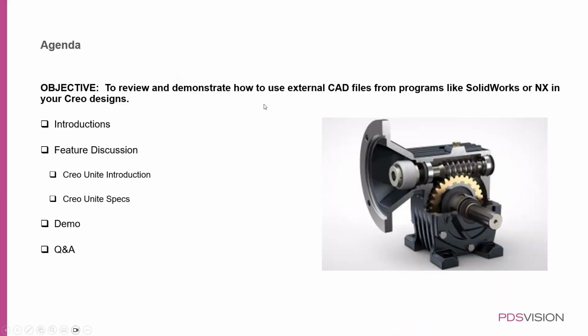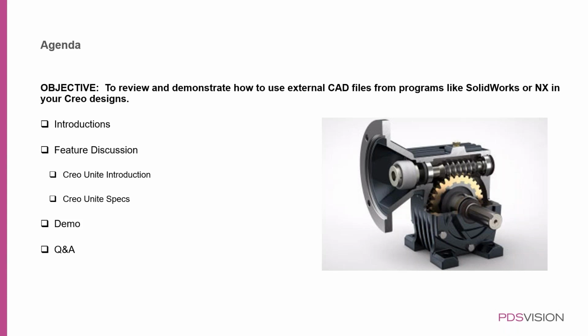The agenda for today: first I'm going to do a brief introduction to myself and PDSVISION. I'm then going to talk about the feature of Creo Unite. This is the tool that allows us to bring in CAD files from other programs directly into Creo. So I'm going to walk you all through what this can do specifically, what the benefits are for your organization, and I'll talk about specifically which file types we can bring in and what we can do with them.